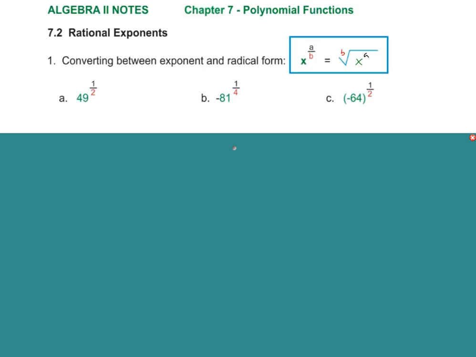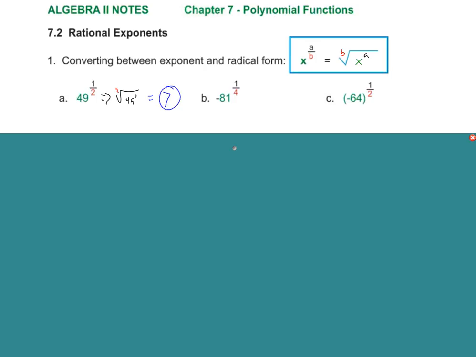So when you see a problem like A there, 49 to the 1/2 power, you say the answer is 7. Because if you were to convert this, this would be the square root of 49. Now, again, normally we don't show the 1 and we don't show the 2, right? 49 to the half is the square root of 49. And again, if you're talking principal root, then the answer is 7. Technically, plus or minus 7, but principal root, the answer is 7. So 49 to the 1/2 power is 7.